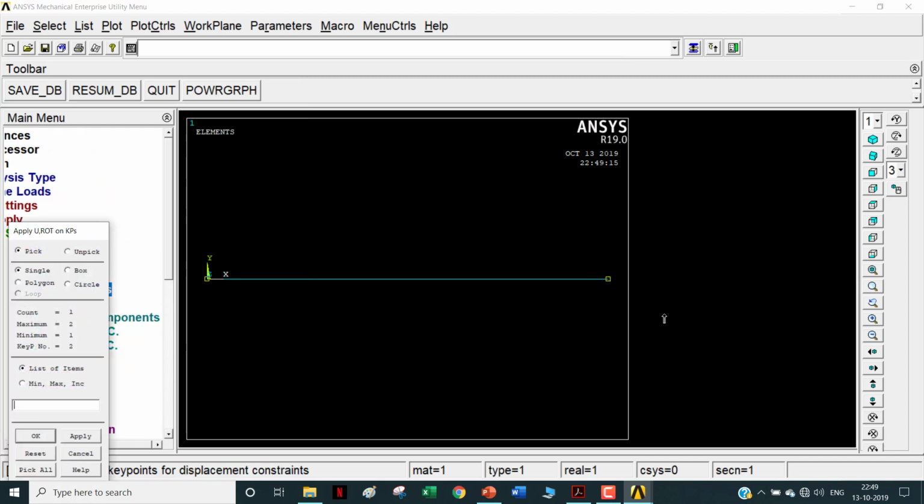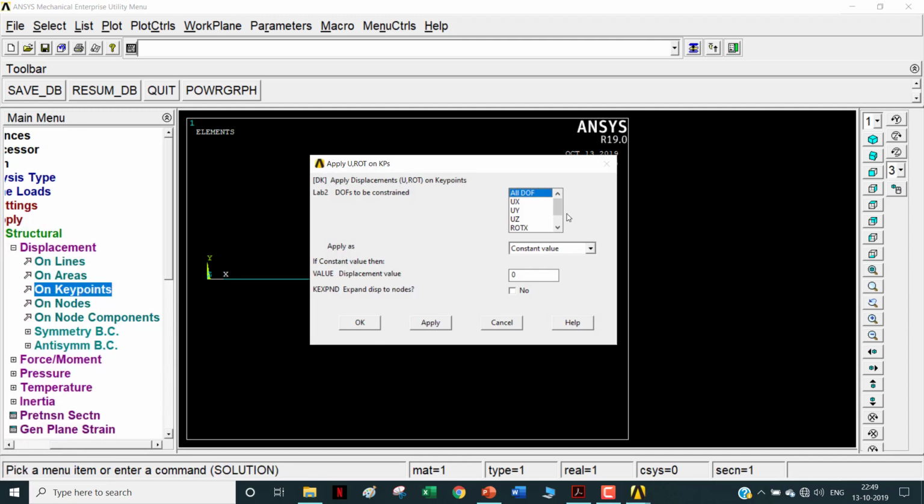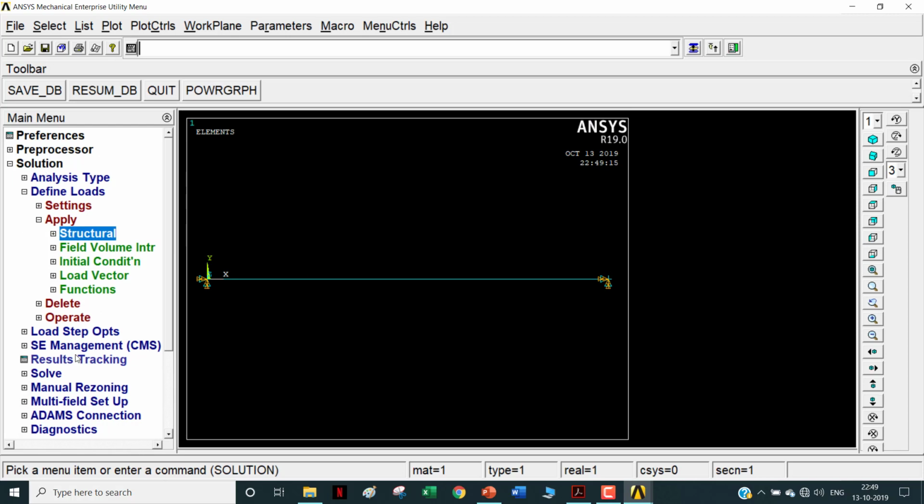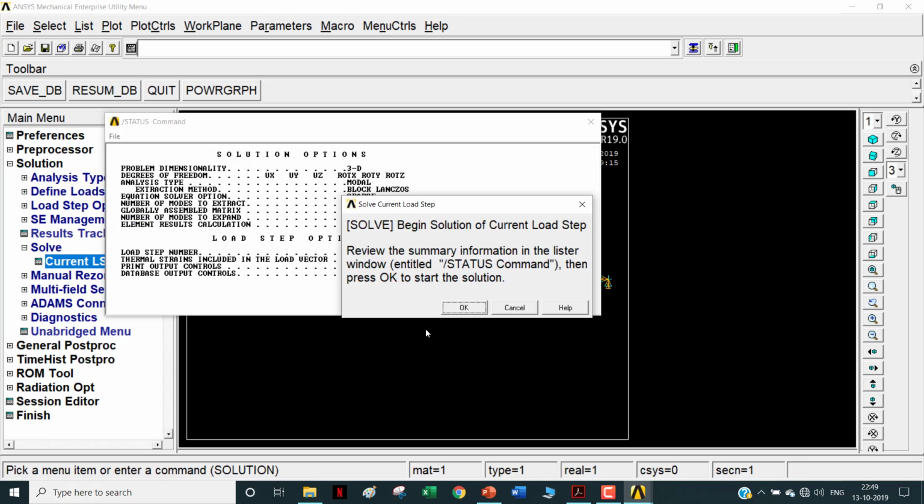Let me select the 2 end key points. So this is simply supported. So instead of all degrees of freedom, the 3 translations should be constrained, and the 2 rotations and the out of plane rotation should be free, right? So click on OK. Now this is a simply supported condition. I just have to solve it. Solution, solve current LS, and OK.